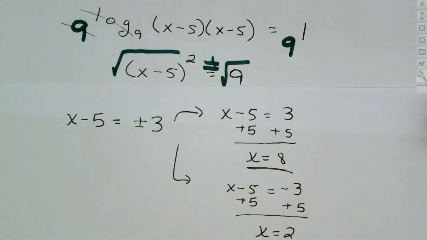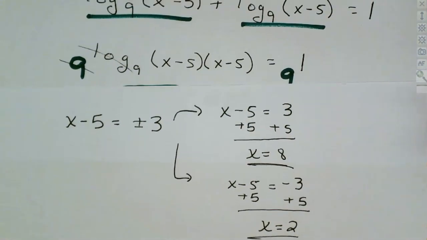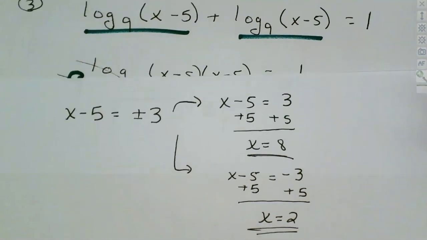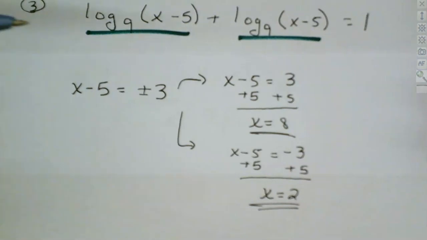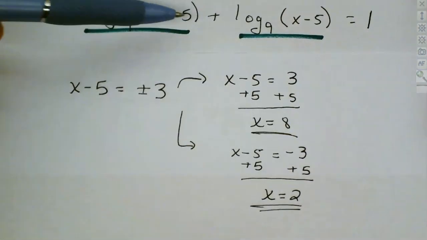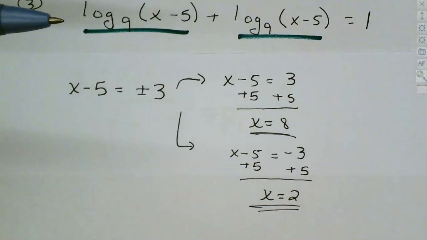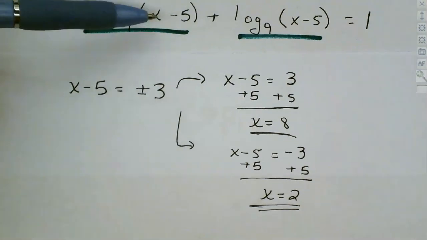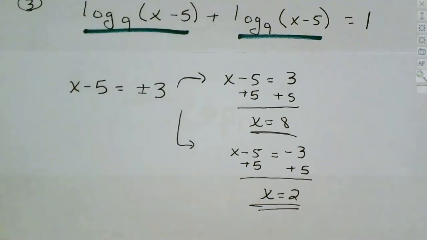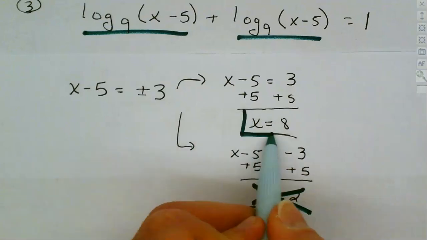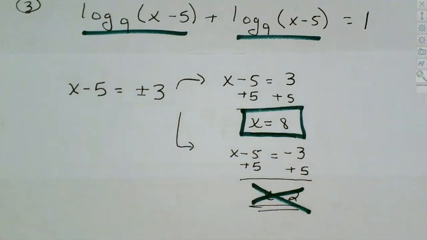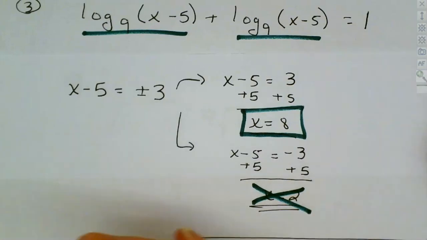Now, one of these is probably not going to work. 2 is not going to work. Why is 2 not going to work? Well, 8 will work because 8 minus 5 is 3, and I can take the log of 3. 2 minus 5 is negative 3. Can you take a log of a negative 3? No. So 2 does not work. So the only one that's going to work is going to be what now? 8. Is everyone okay with how I did that one?